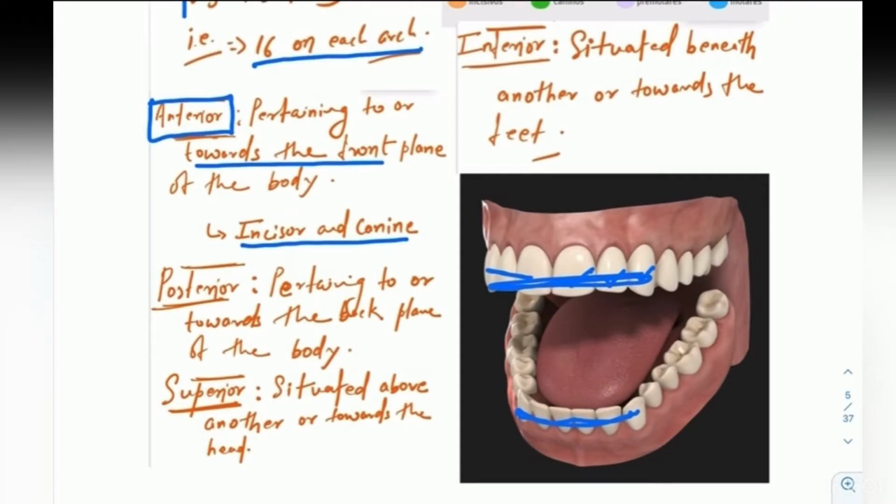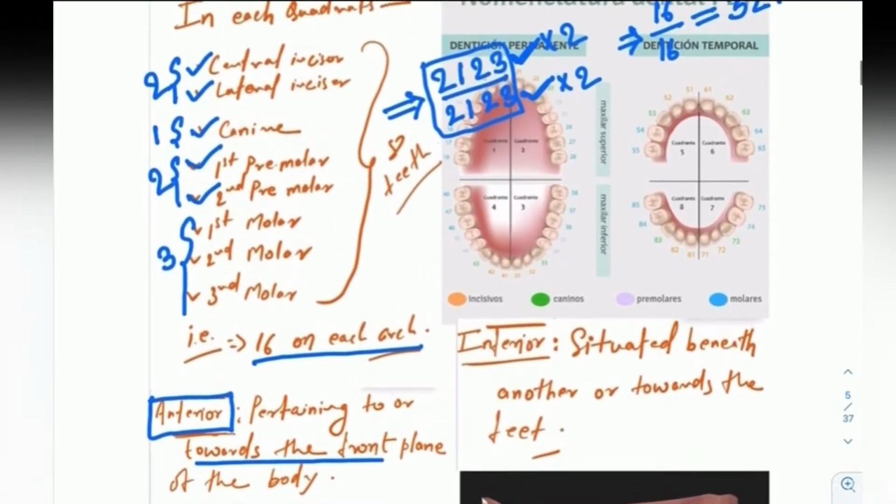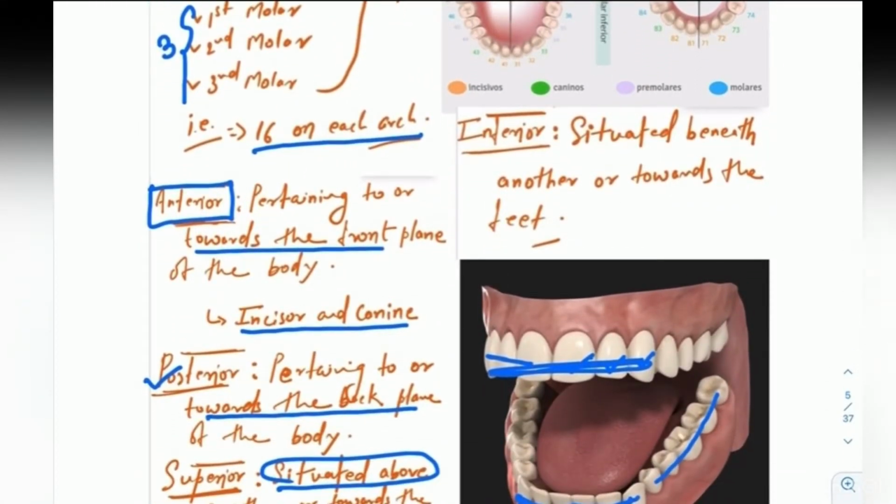Then posterior, what does the word posterior mean? Posterior means towards the back plane of the body, towards the back. So what are posterior teeth? The rest of the teeth are posterior teeth. Superior means situated above another or towards the head. It is a relative term: if you relate to something, then what is situated above is superior. And inferior means situated beneath another or towards the feet.